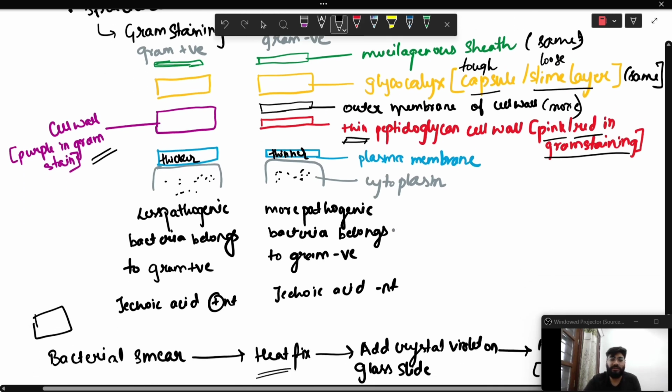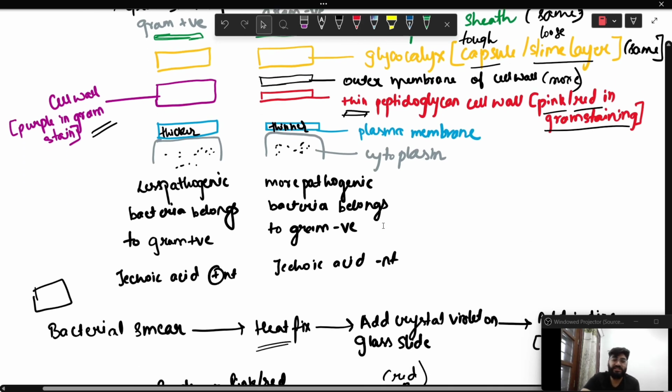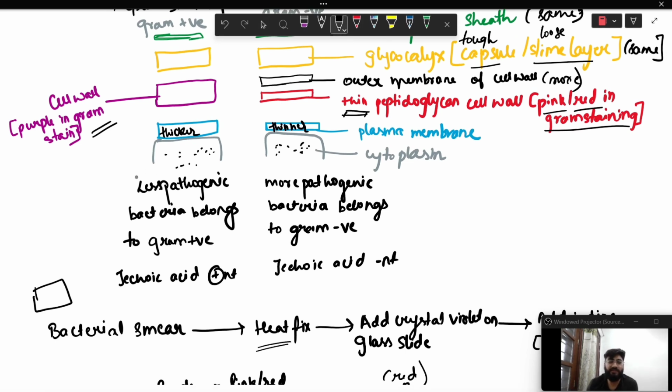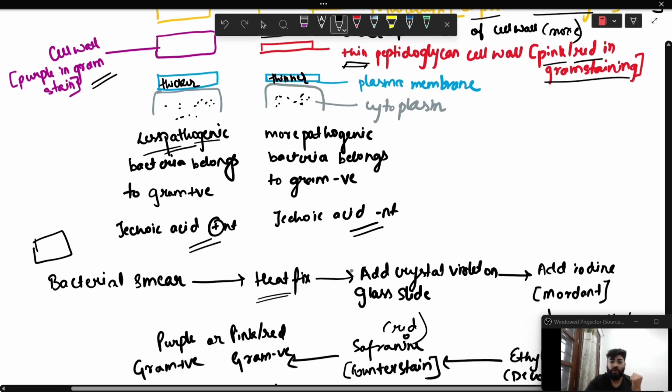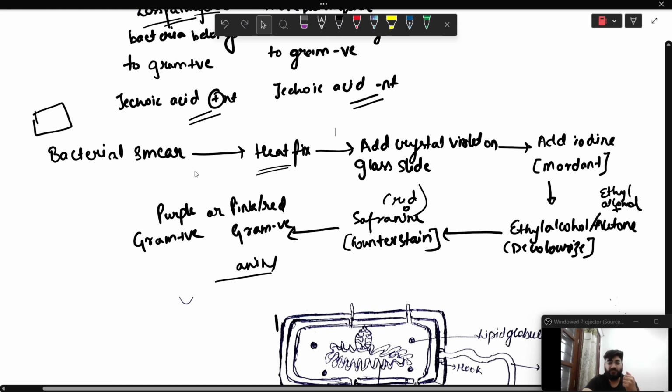When we talk about the different features we see in gram positive and negative, gram positive bacteria are usually less pathogenic. The chances of infection from gram positive are lesser, and gram negative bacteria are usually more pathogenic. Teichoic acid is present in gram positive bacteria and absent in the negative one. We also talked about the process of conducting a gram staining on a bacteria.